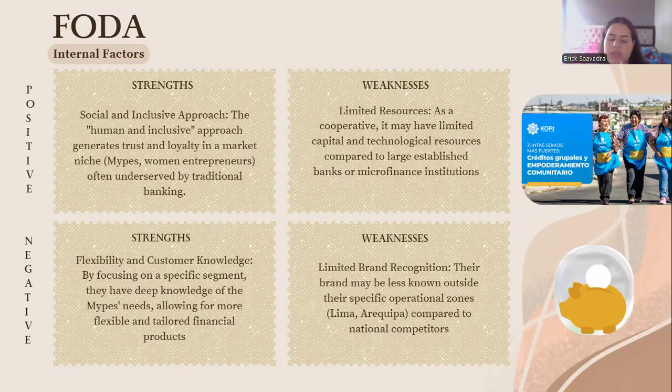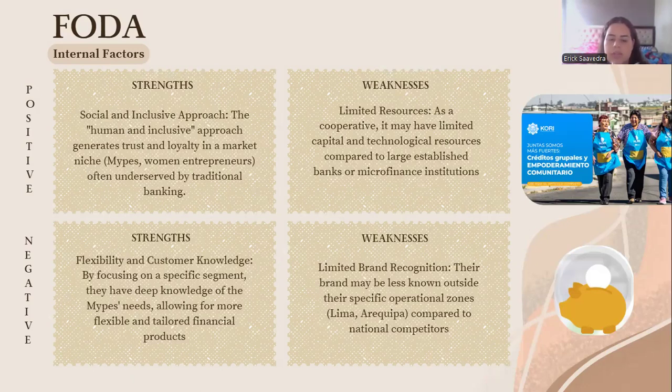Finally, to understand the current situation, we will conclude my part with the internal analysis using the SWOT matrix, focusing on internal factors. First, the strengths, which are the results they are using in moving towards the objective. Kori's strength is its social and inclusive approach. This human approach generates tools and abilities, which is a significant competitive advantage. Another strength is their flexibility and customer knowledge, because they focus on specific needs, and they understand their clients.